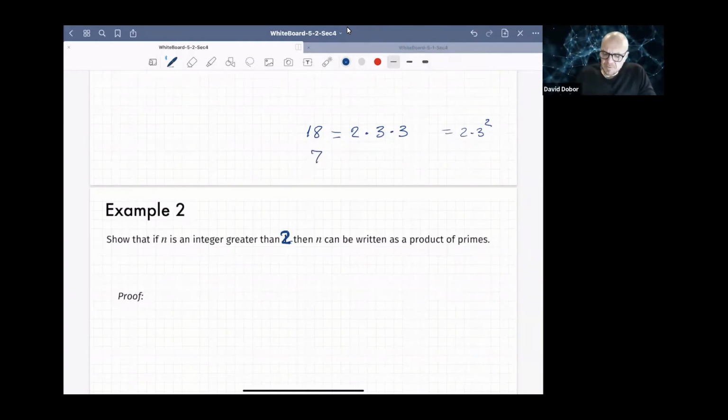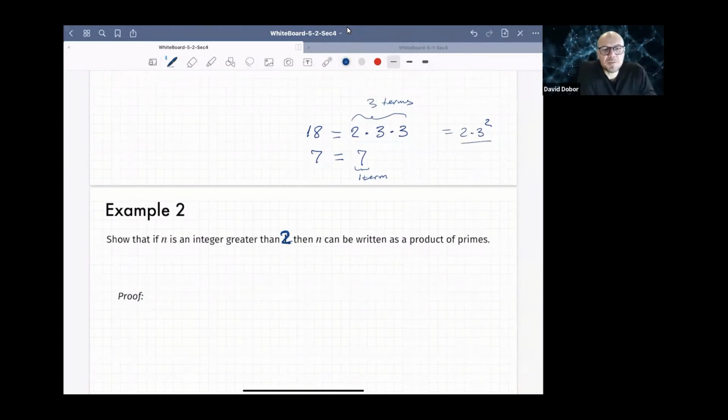So 7, is 7 a product of primes? Well, yes, there's just one prime in that product. It's 7. So there's one prime, one term. Here you have 3 terms, 1 repeated, and so on. So any integer. Our goal is to prove, using induction, that any integer can be represented as a product of primes.